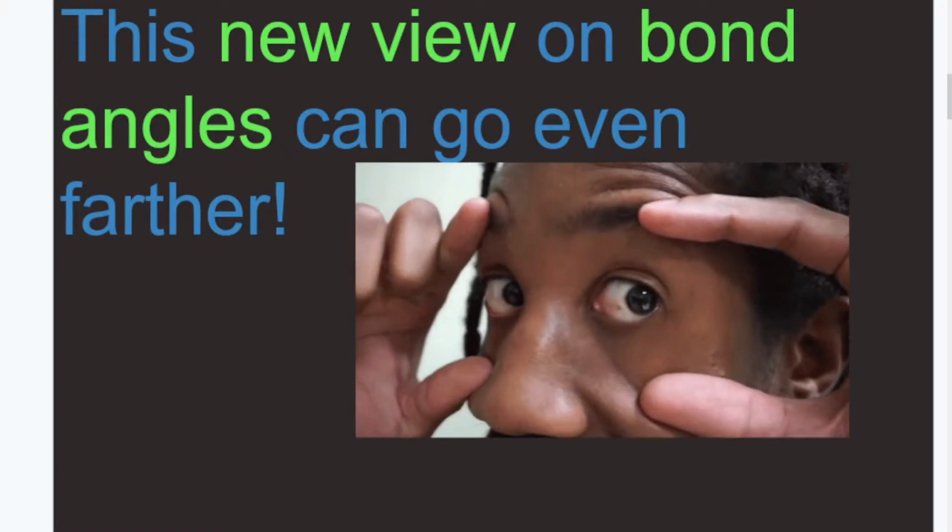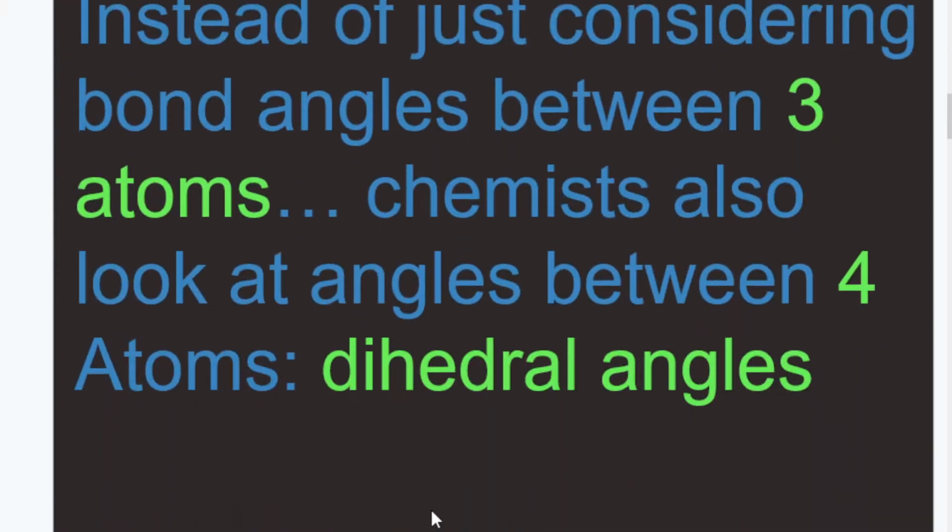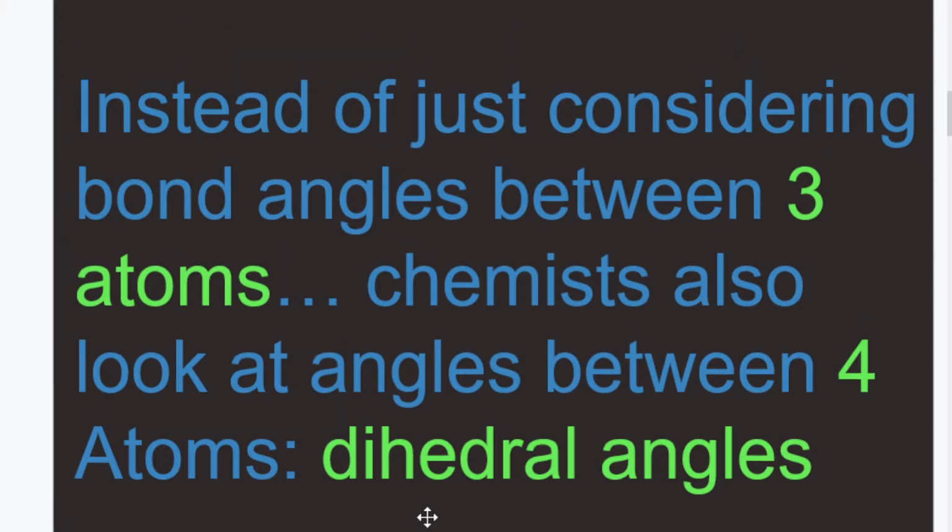But to keep going, we need to also consider that we don't just have to look at bond angles between three atoms. Chemists have developed another way to look at bonds that look at four atoms. So this is called the dihedral angle.